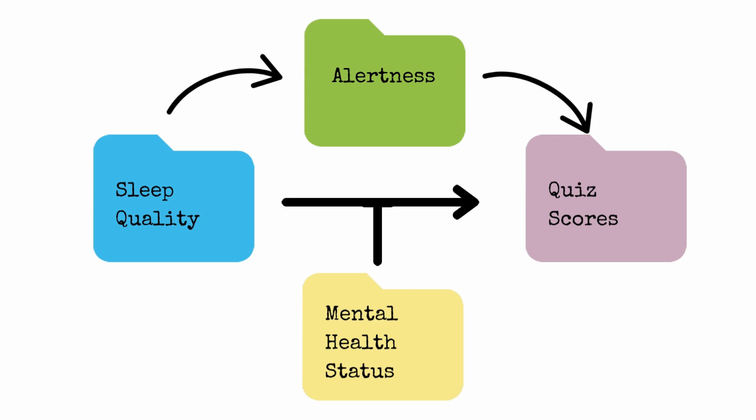Another example, let's say the independent variable is sleep quality. Sleep quality can influence quiz scores as our dependent variable via alertness as our mediator. So alertness explains how sleep quality is related to quiz score. The link between sleep quality and academic success may be moderated by mental health status. So the relationship may be greater for those who do not have diagnosed mental health issues than for those who do.